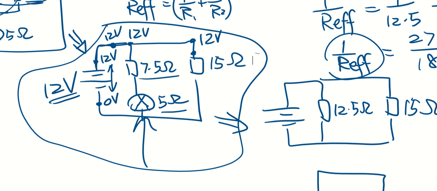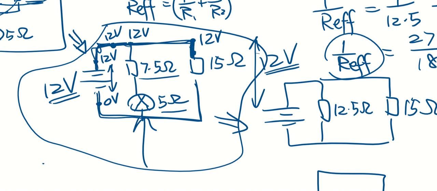Has a potential of 12. This whole line has a potential of 12, and this whole line has a potential of 0. That means across this 15 ohm, there's a potential difference of 12.